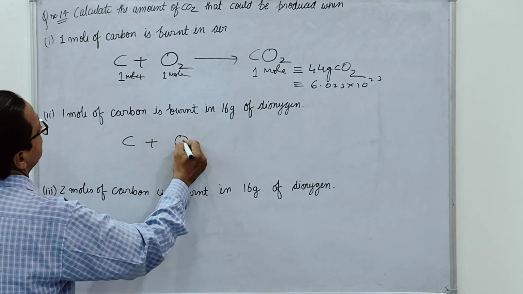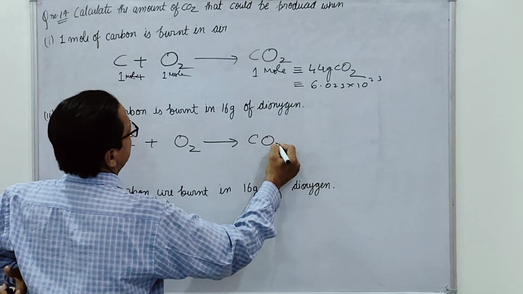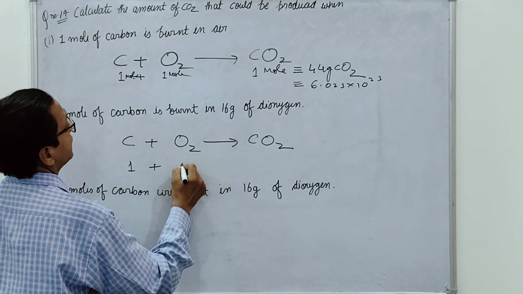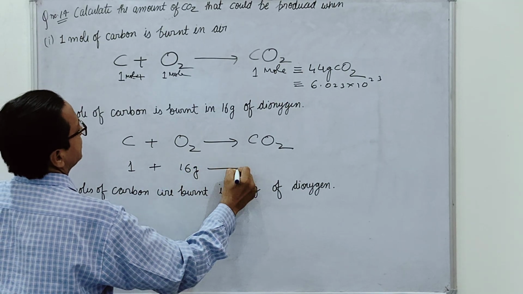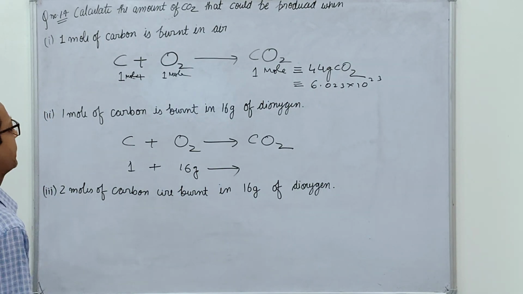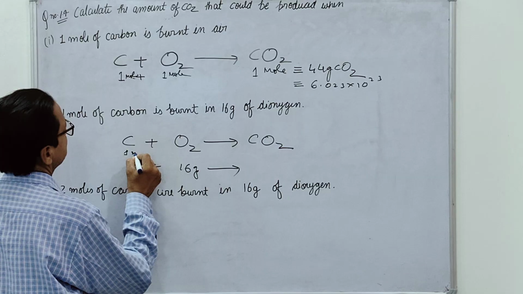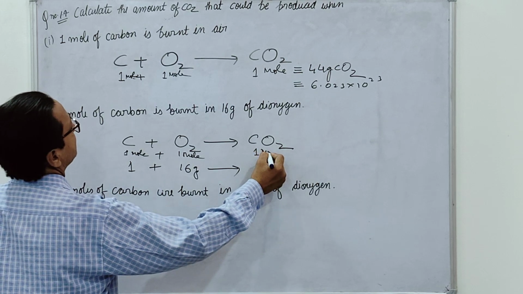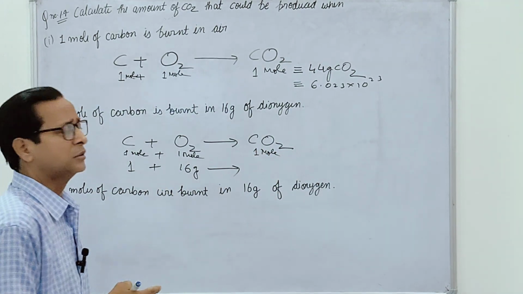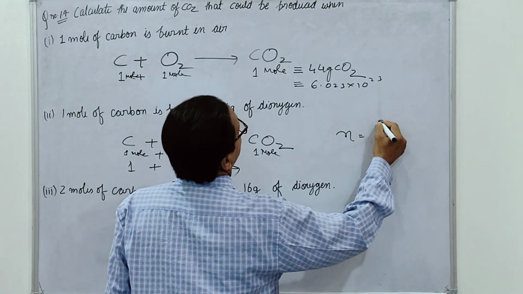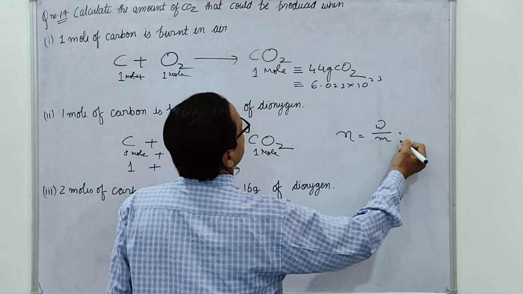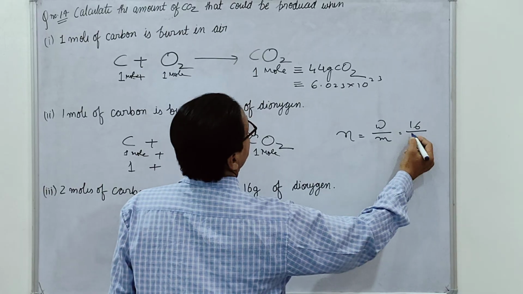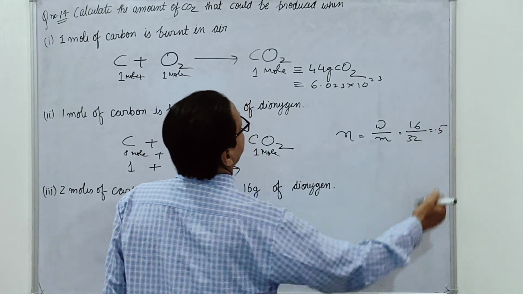1 mole of carbon is burned in 16 gram of oxygen. The carbon is given in moles and the mass of oxygen is given in gram, 16 gram. So how much CO2 will be produced? As we know, 1 mole of carbon reacts with 1 mole of oxygen to give 1 mole of carbon dioxide. So how are moles calculated? The number of moles can be calculated as mass by molar mass. Mass is given, 16 gram, and molar mass of O2 is 32. So the number of moles will be 0.5.